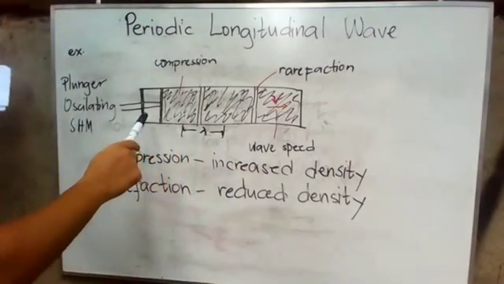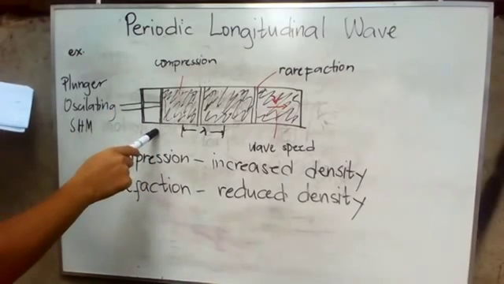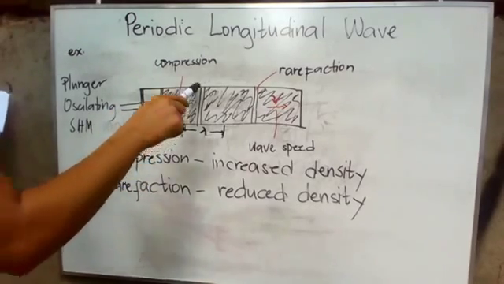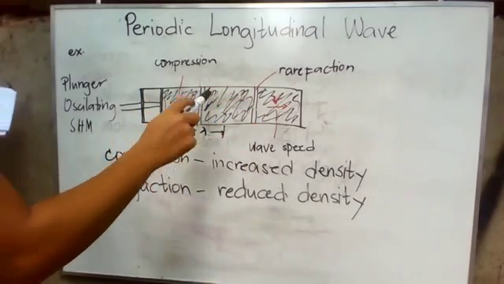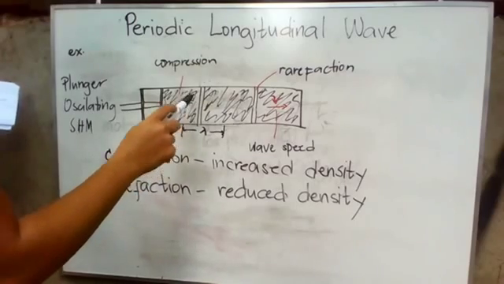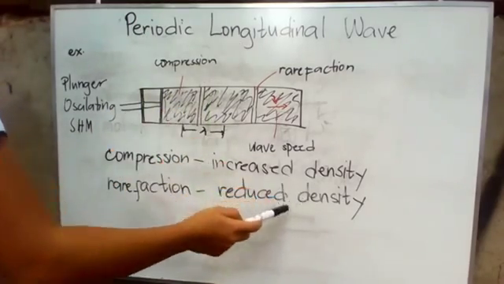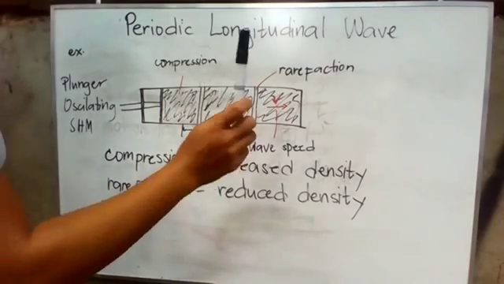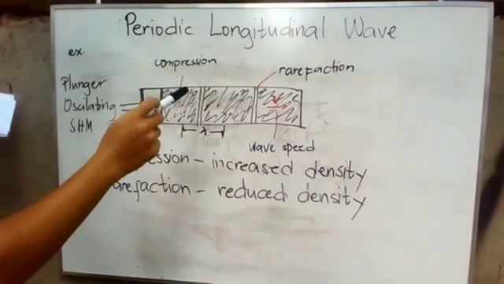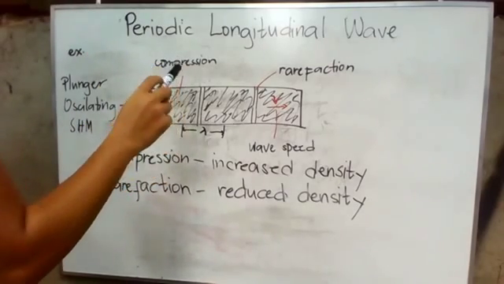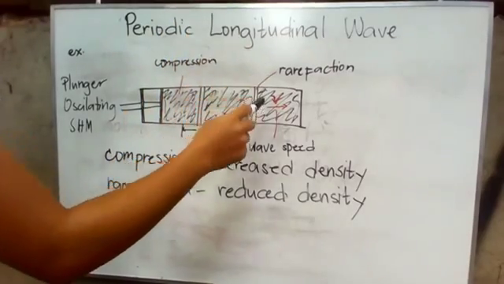Now suppose we move the piston back and forth with simple harmonic motion. The motion forms regions of fluid where the pressure and density are increased or reduced. We call the increased density compression, and the reduced density rarefaction. So the wavelength here is from one compression to the next, or from one rarefaction to the next.